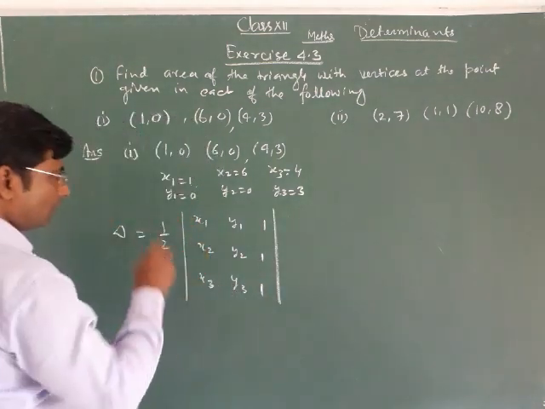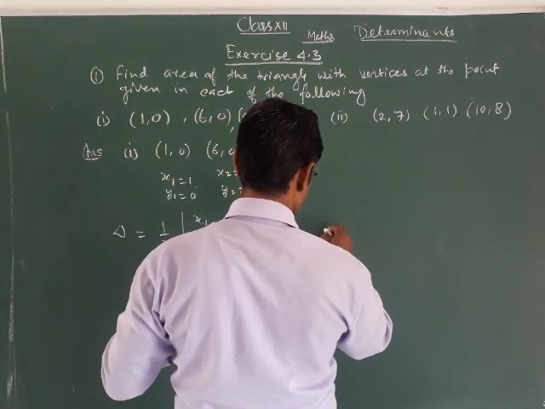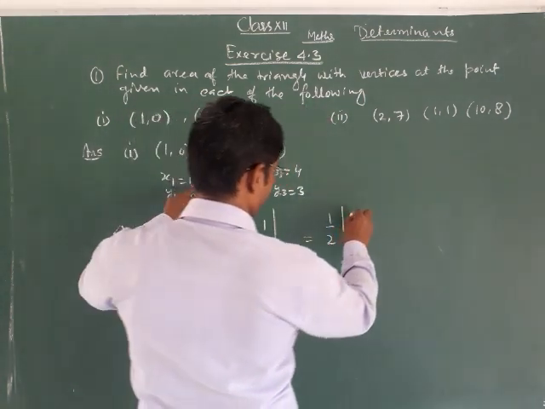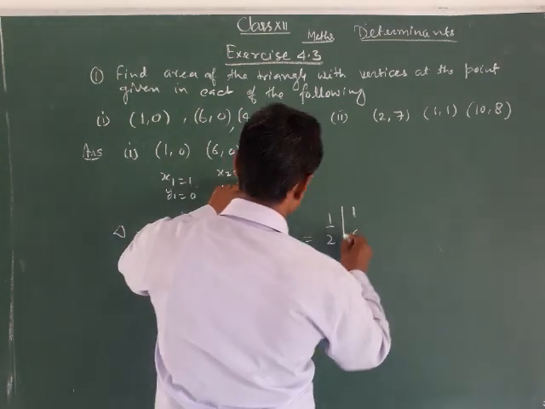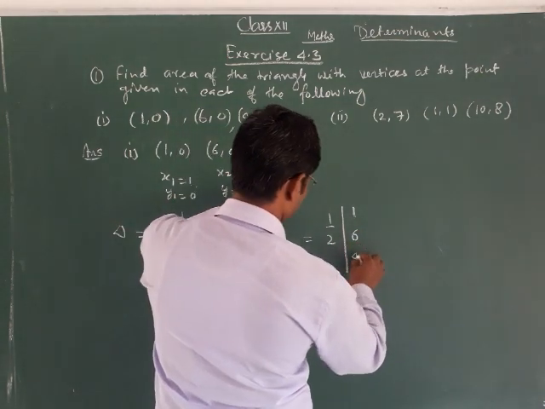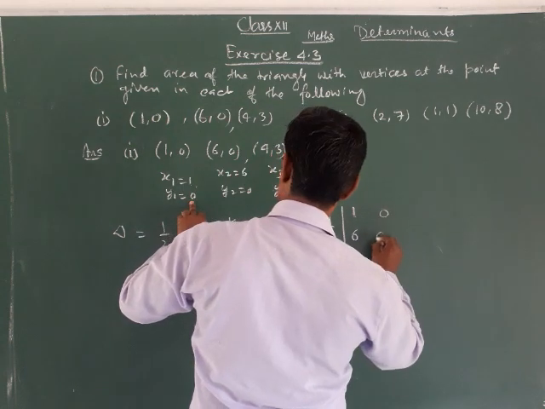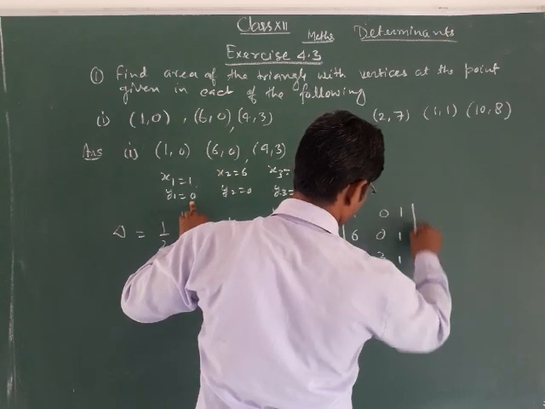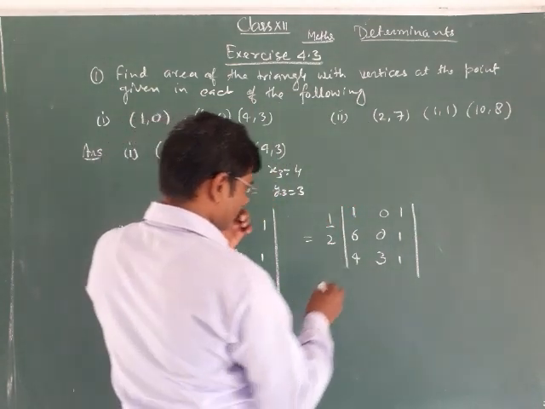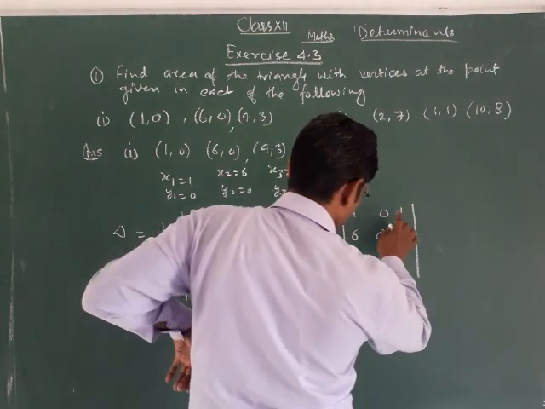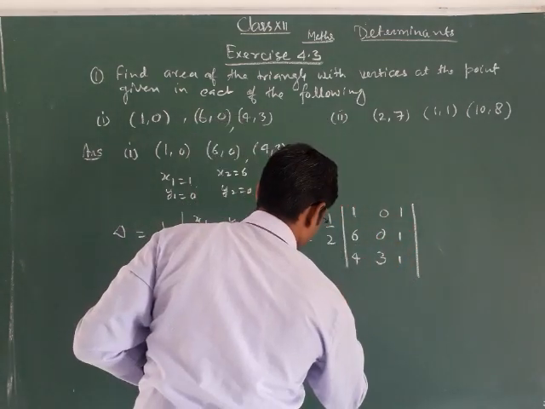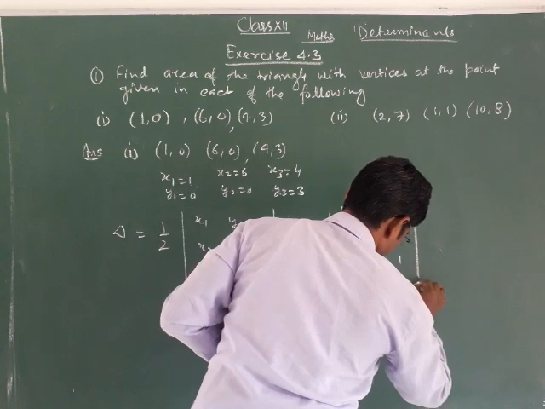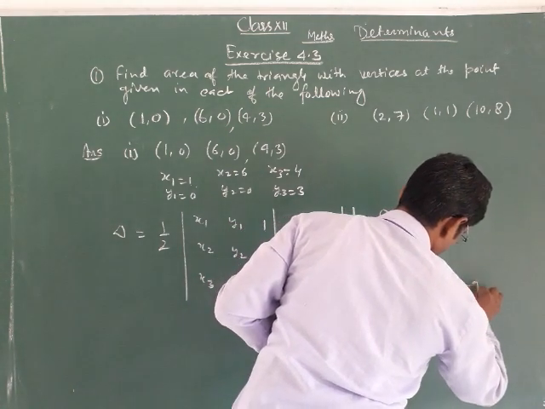So now, 1 by 2 determinant with first row 1 6 4, second row 0 0 3, and third row 1 1 1. Now expand along row R1.